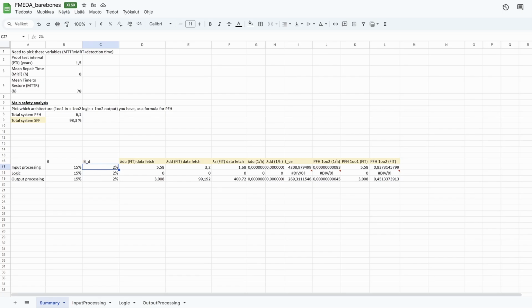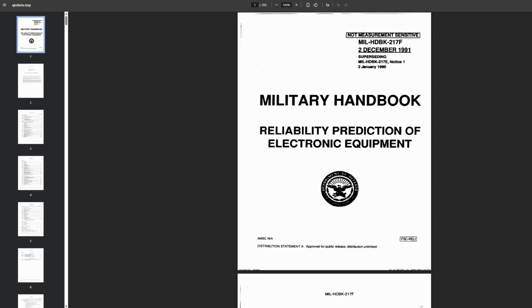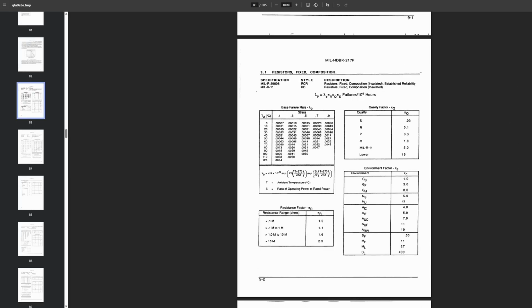Now let's next talk about the data that is involved. One way to get data is from the military handbook of MIL-HDBK-217F. The military standard gives you a multiplicative factor by taking into account the base failure rate, different factors for quality and environment, but this gives you a rather pessimistic approach.